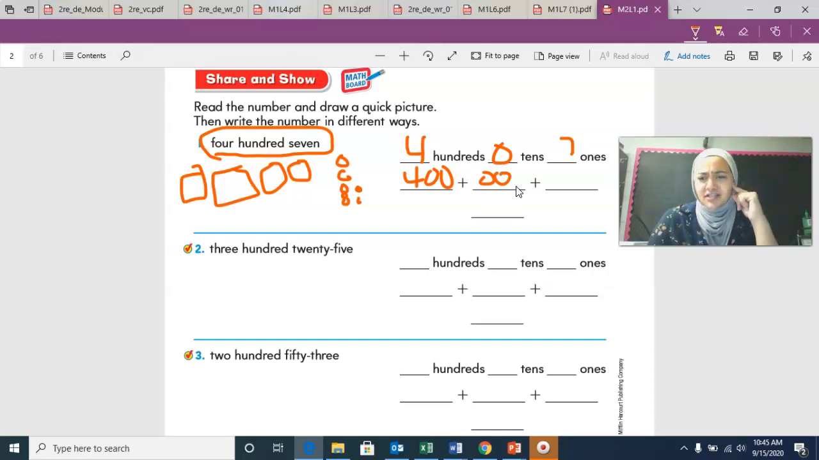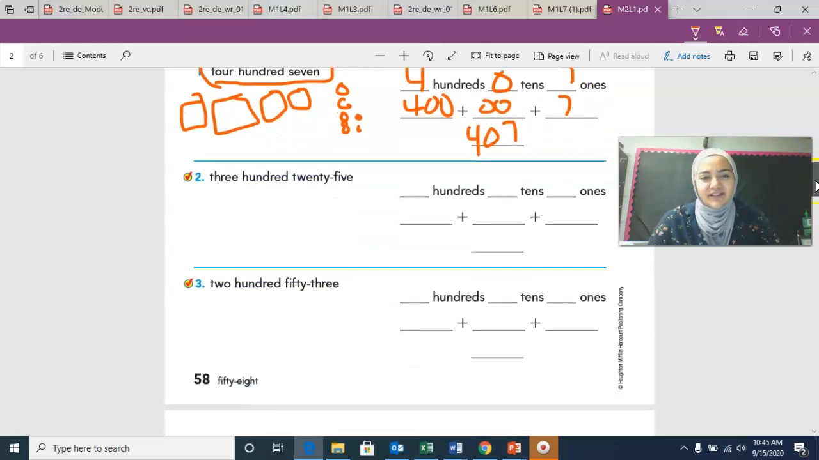What's a digit? One number, any number, 0 through 9. So I know that the tens place has 2 numbers in it. It's a 2-digit number. So I put 2 zeros just for me. You can put 1 zero, but I like to put 2 to remind me that there's 2 digits in the tens. So there are 4 hundreds, 0 tens, and then there are 7 ones. And how does that number look? It looks like this, 407. Just like that. All right, let's go on to number 2.